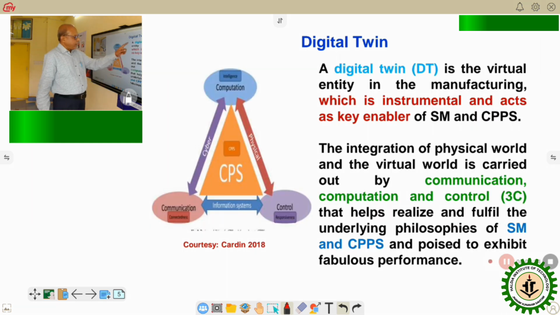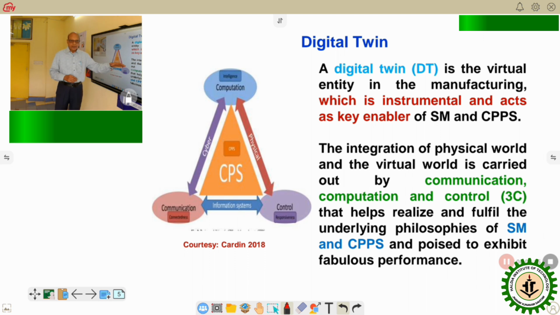Digital twin. So the digital twin is basically the virtual entity in manufacturing which is instrumental and acts as a key enabler of smart manufacturing and CPPS. The integration of the physical world and the virtual world is carried out by communication, computation and control. So the connection between the physical world and the cyber world, the entire data flow and information flow, along with the high level or enhanced decision making, can be very comprehensively captured or represented by 3C. One is communication, then computation, and finally control.